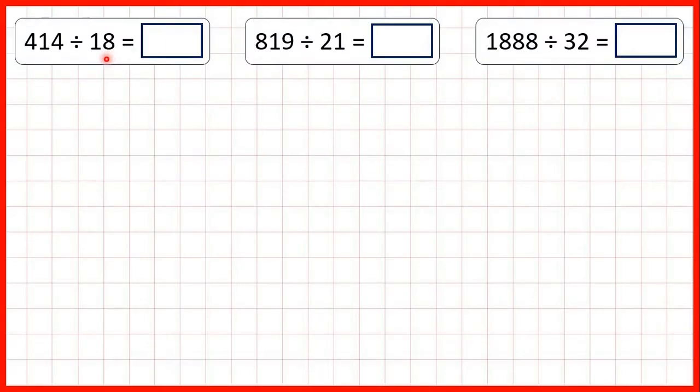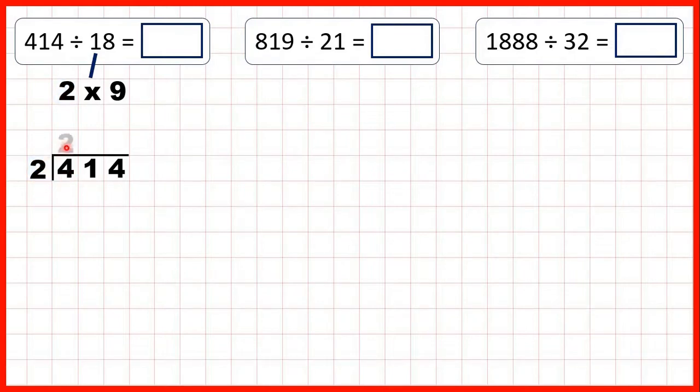Now for these questions, we're dividing by a 2-digit number. But instead of using long division, what we're going to do is use factor pairs to divide. So 18 is 2 times 9, and that means what we can do is first divide 414 by 2, then take our answer and divide that by 9, and doing that will give us the answer to 414 divided by 18. So first we can divide by 2.